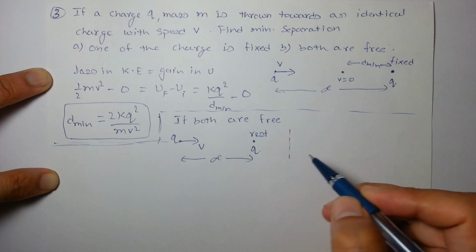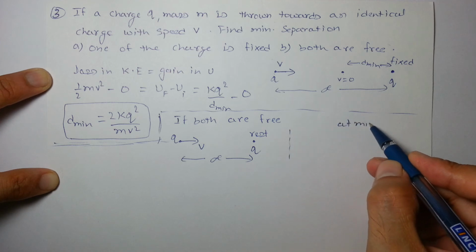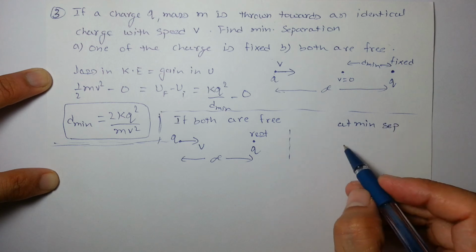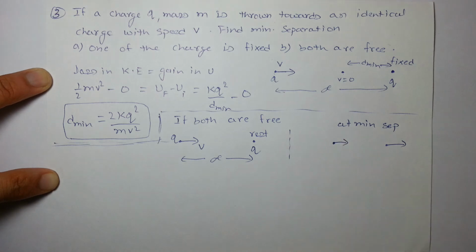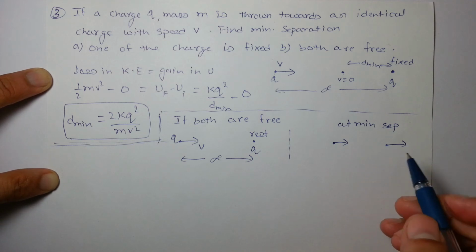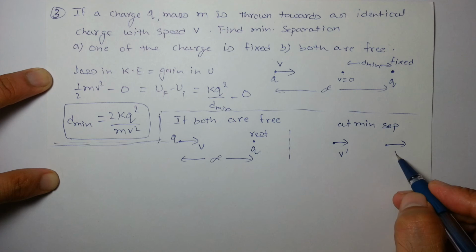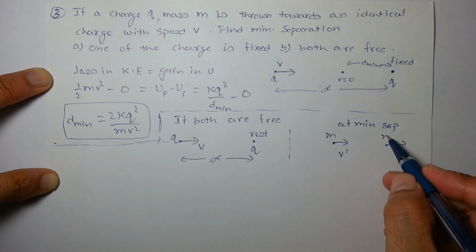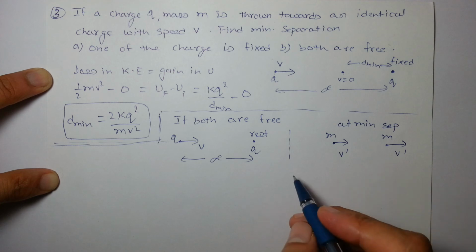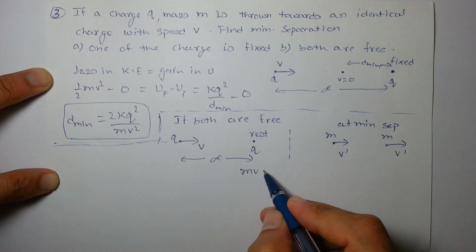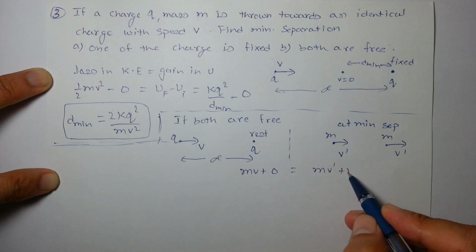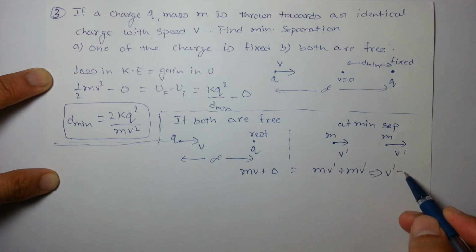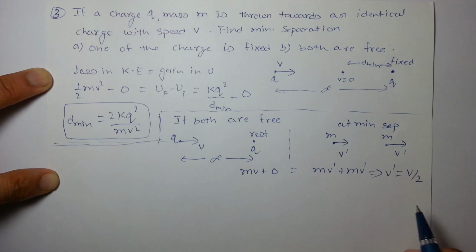Okay, so what will happen at minimum separation? At minimum separation, they both must be moving with the same velocity. This is a concept of kinematics, that at minimum separation the velocity along the line joining them must be the same. So let's say that velocity is v dash. Both have the same mass. So applying conservation of momentum, I can say mv plus 0, the 0 for this, is equal to mv dash plus mv dash. Using that, we can always calculate v dash as v by 2.